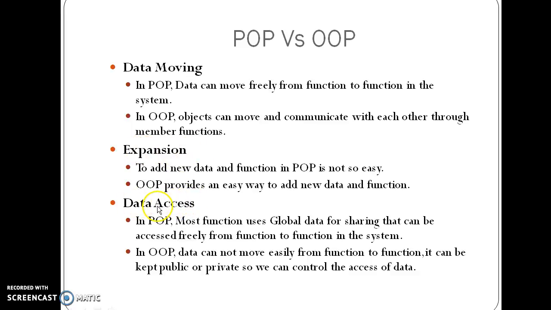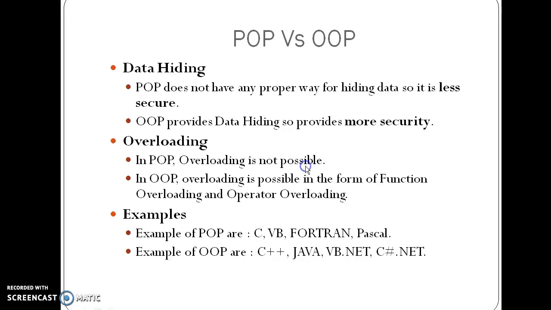Next parameter is data access. In procedure oriented programming, most functions use global data for sharing, which can be accessed freely from function to function in the system, and in object oriented programming data cannot move easily from function to function. It can be kept public or private, so we can control the access of data.